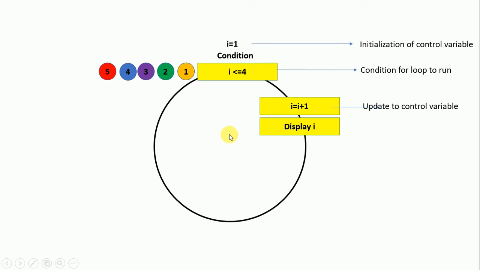Now, the moment the value of I changes after we execute this statement, which is the update of the control variable, the I over here, we change the ball that we are using to move round and round. So let's start all over again and see.